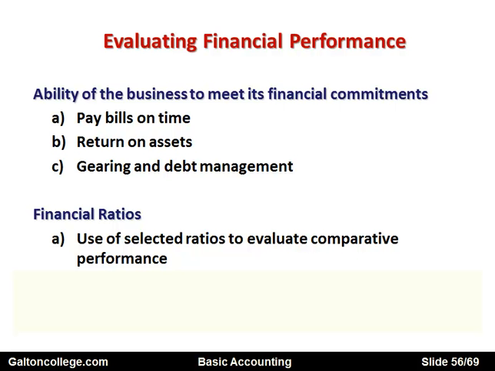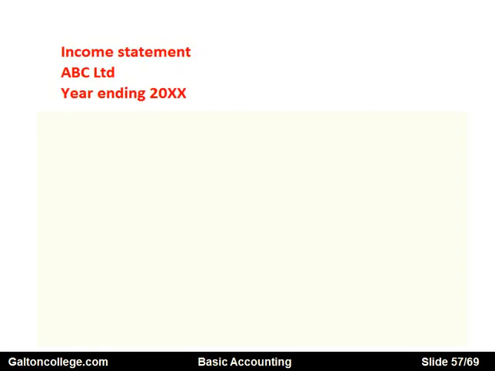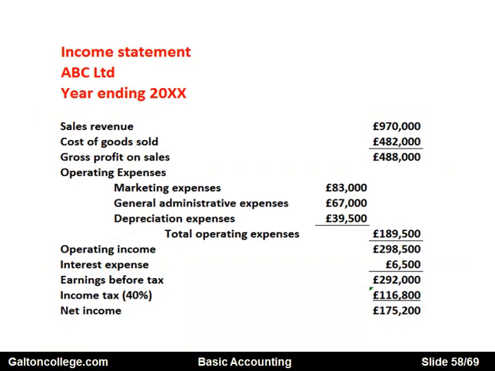So there are all sorts of ratios, and in fact that's the subject of a separate video on the course, and therefore I'm not going to look at this in any great detail here. But it is important to be aware of the importance of financial ratios, so it's important to go back and look at that class. Let's look at an income statement for this company ABC for the year ending 2000 and whatever. And it could be something like this.